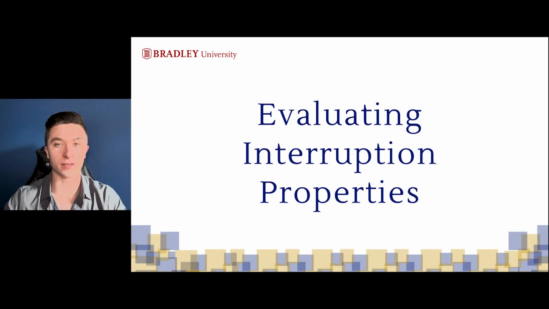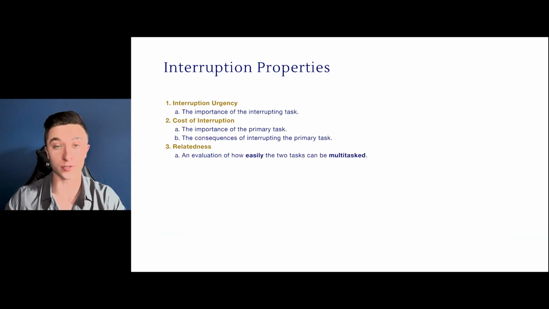Today we're evaluating interruption properties. In the previous lesson, we discussed the three properties of interruptions and what they are. To refresh, they were first, interruption urgency, which is the importance of the interrupting task; the cost of interruption, which is the importance of the primary task and the consequences of interrupting the primary task; and we had relatedness, which is the degree to which the primary and interrupting tasks can be multitasked.